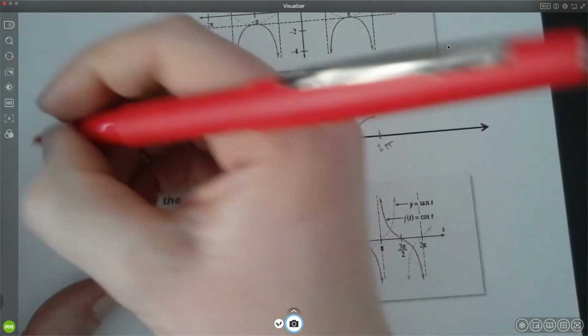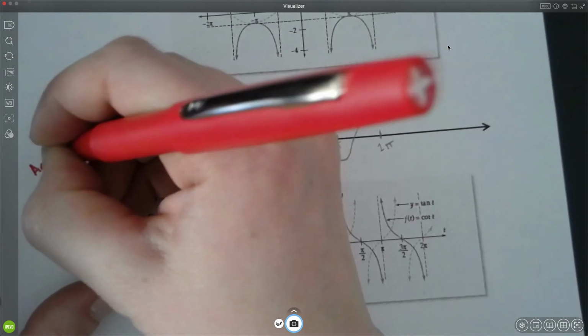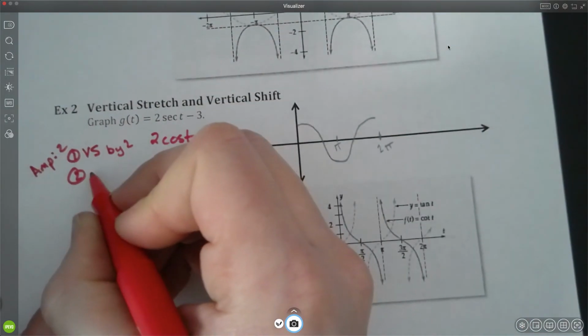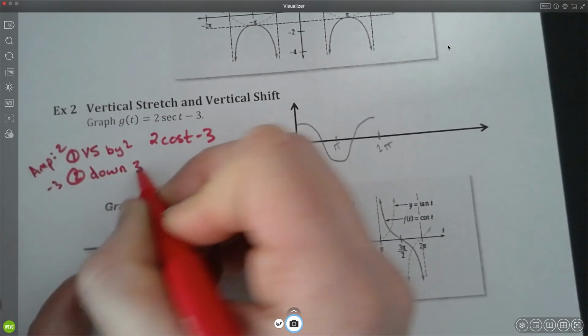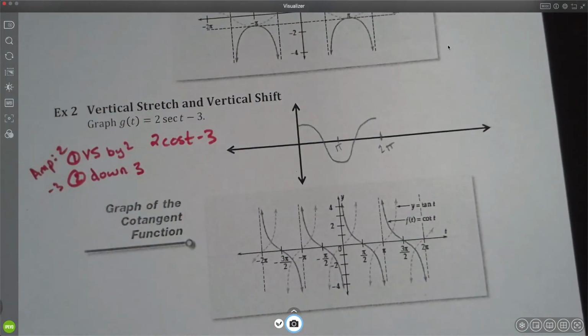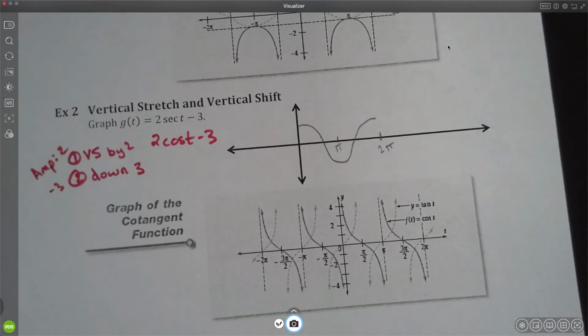And then the other one is going to... Okay, and the negative 3 is? Down 3. Down 3 is easier. So that negative 3 on the end would be the same thing as x squared minus 3, right? It's just down 3. Okay, so there he is. I have graphed normal cosine. Let's do this stuff to him, and then let's change him to secant, okay?